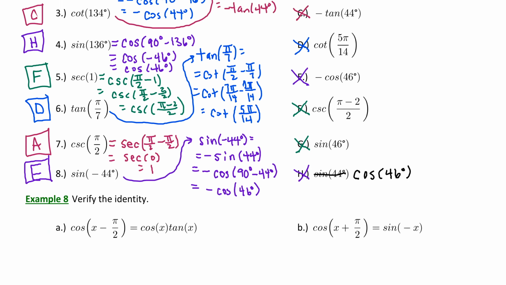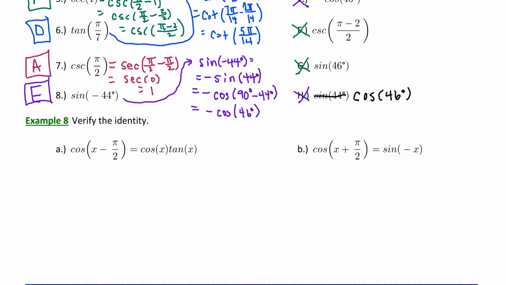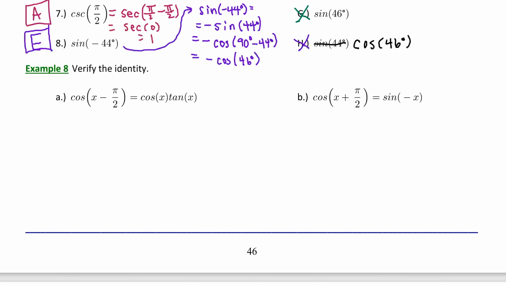Along with new identities, we also have the ability to use these identities to verify other identities. So let's practice verifying an identity using our new cofunction identities. We'll continue to use the two-column format. On example 8a, we have cosine of x minus pi over 2 equals cosine of x times tangent of x. Although there are several ways to work this identity, I'm going to attempt to use our new cofunction identities to verify this one. So we have cosine of x minus pi over 2.